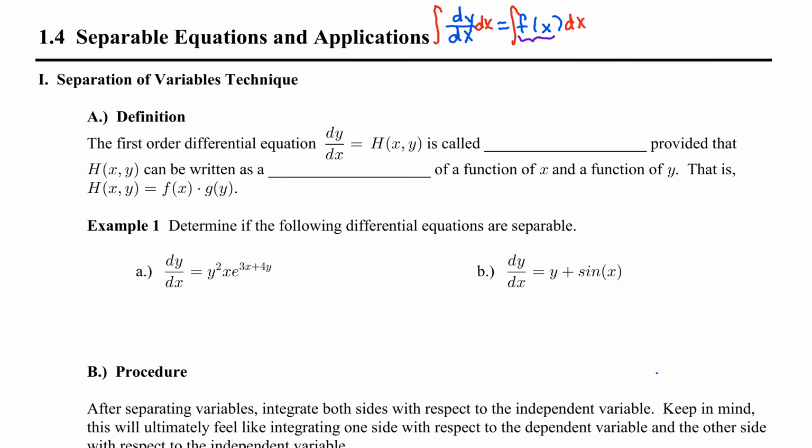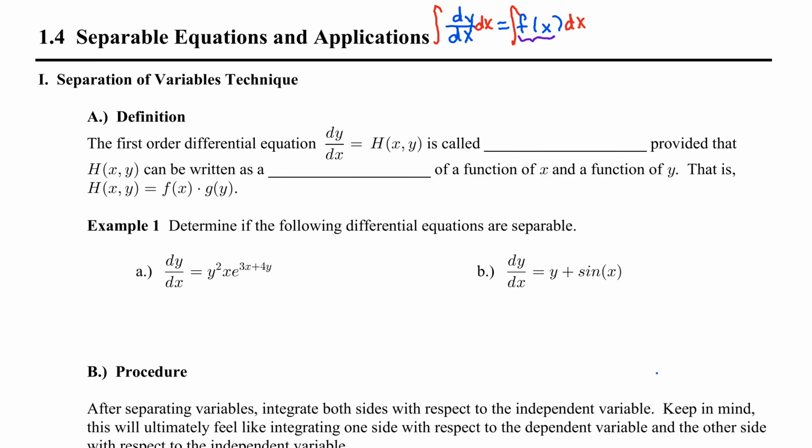Today, we're going to look at what happens when we have the dependent variable also over there on the right side of the equation. So section 1.4, we're learning about separable equations and applications. Let's talk about the separation of variables technique. Part A, definition. The first order differential equation, dy over dx equals h of x and y.